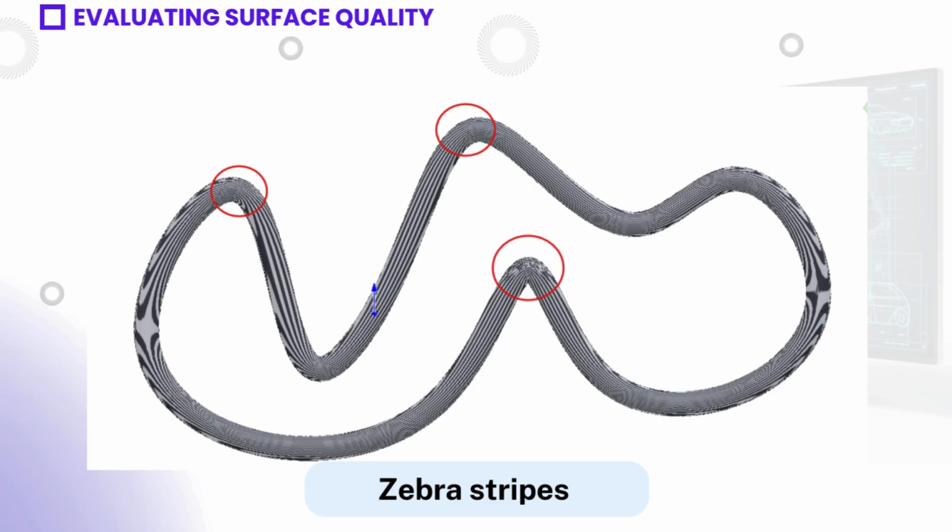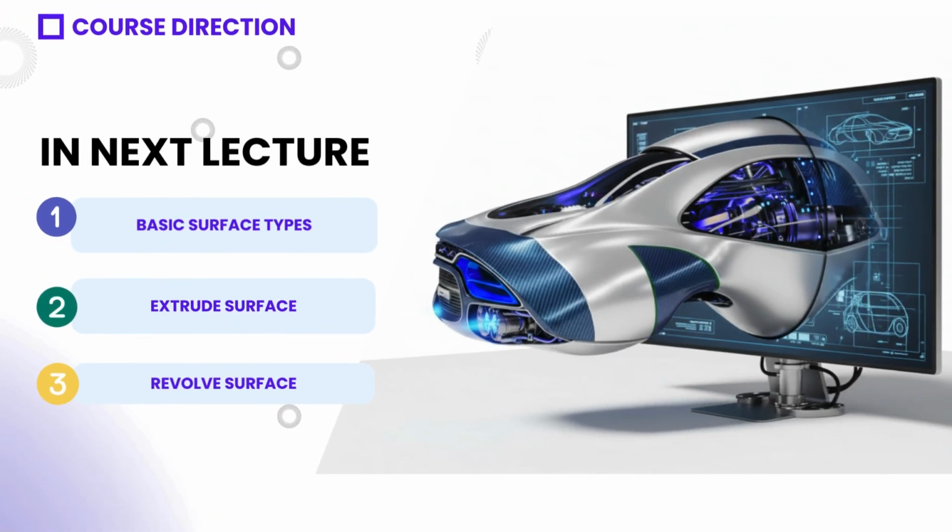This is why surface analysis is very important, and the analysis tools will be discussed in more detail later in this series. In the next lecture, we'll start creating basic surface types, extrude and revolve surface, but this time you will understand what the software is actually doing. Surface modeling is not about complexity, it is about control. And control begins with understanding geometry.